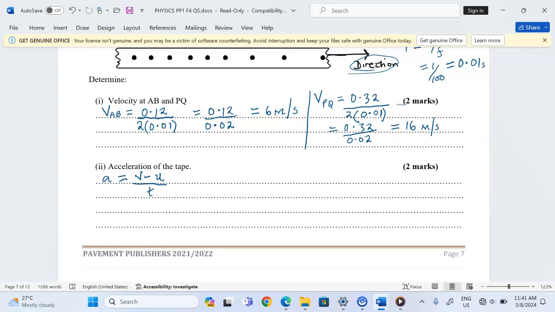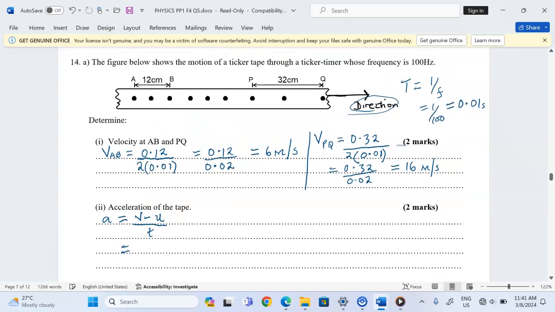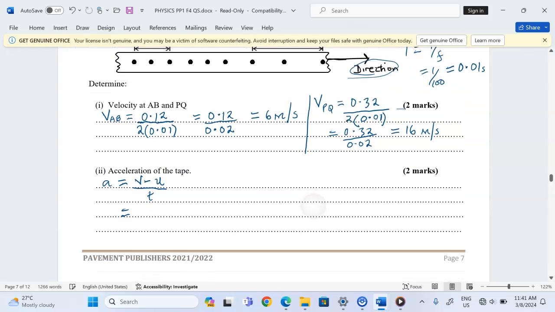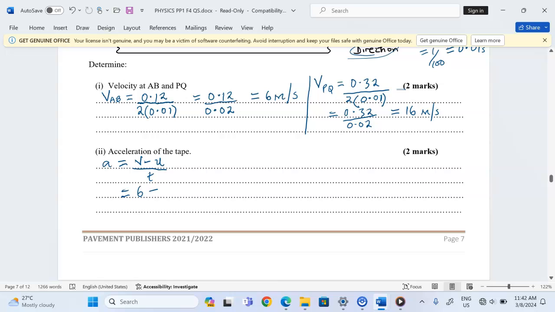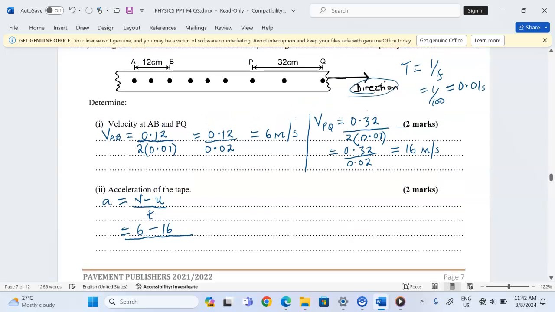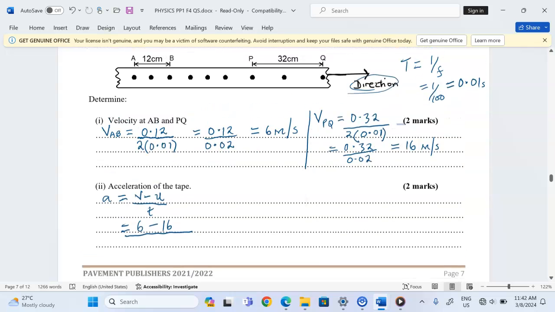Now, when we go to the substitution, the final velocity is the velocity between A and B, and that is 6, minus the initial velocity. Because of the direction, initial velocity is the velocity at PQ. That is going to be 16. Then we divide by the time taken for velocity to change from 16 to 6.